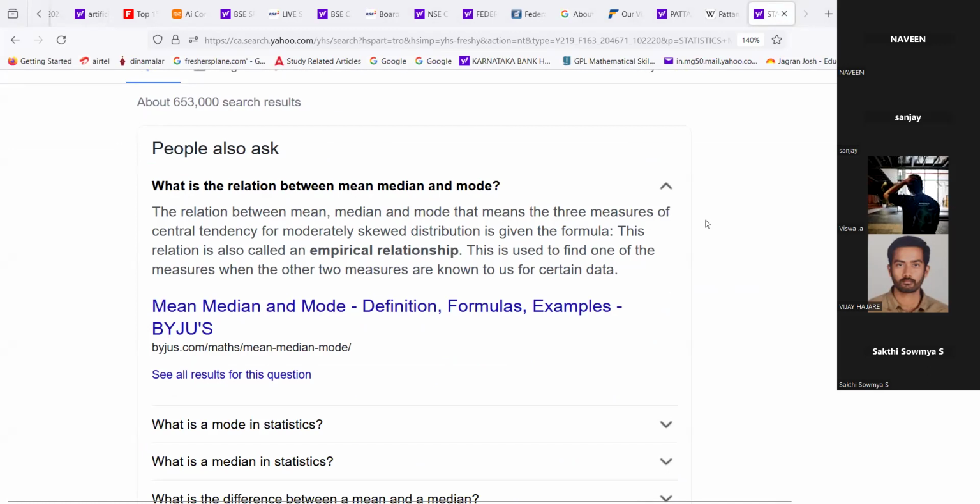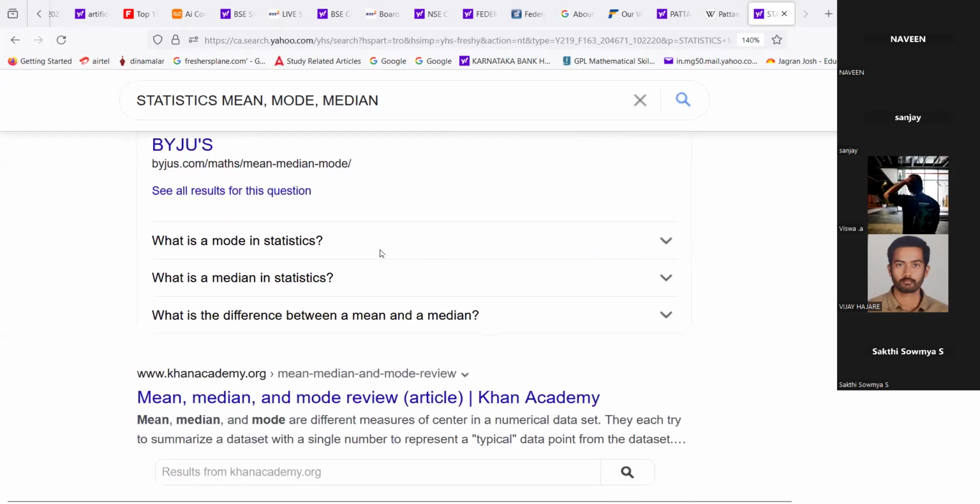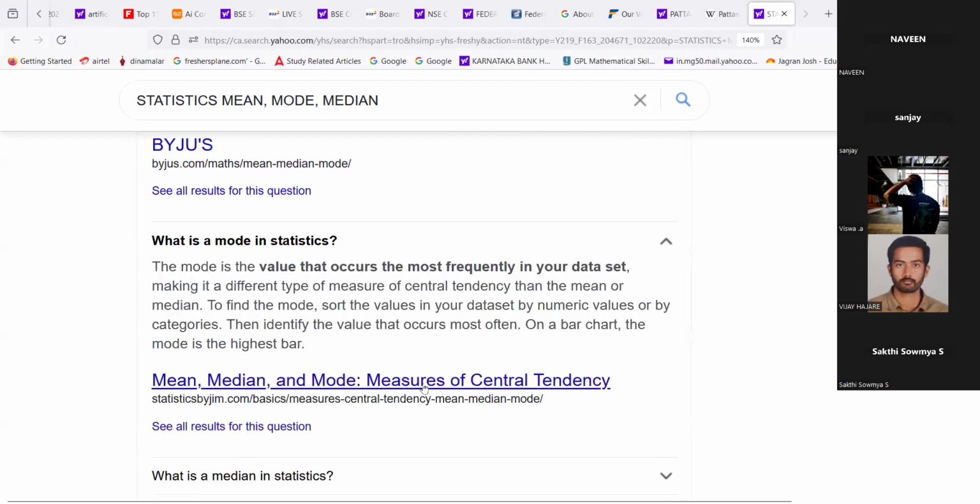The relation between the three measures of central tendency for a moderately skewed distribution is the given formula. This relation is also called the empirical relationship. This is used to find one of the measures when the other two measures are known to us for certain data.